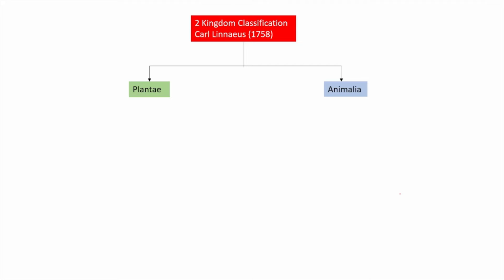So the first classification system that was used was by Carl Linnaeus in 1758, in which he divided organisms into two major types, Plantae and Animalia.